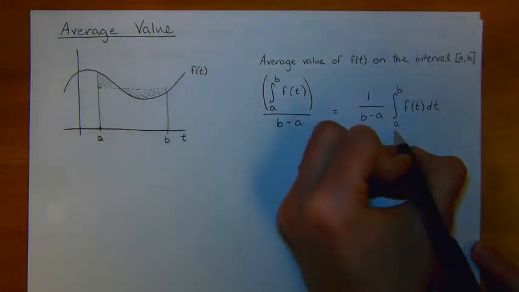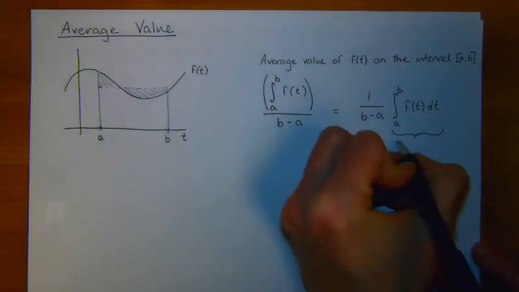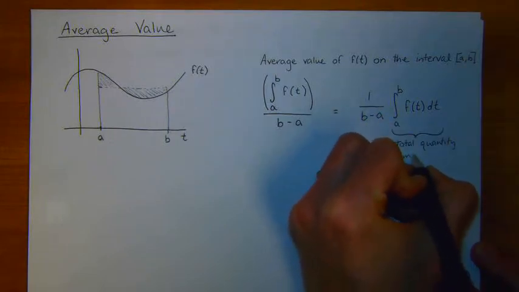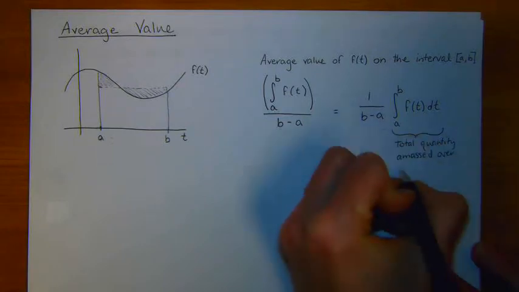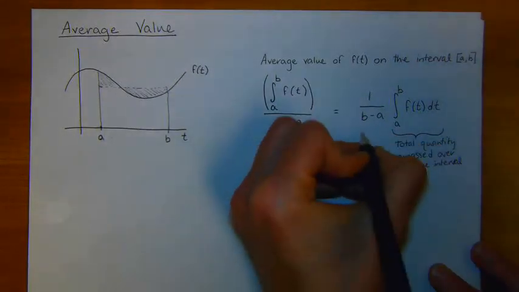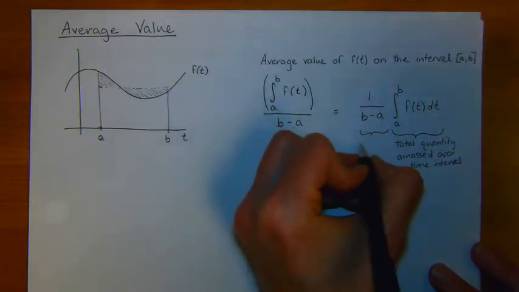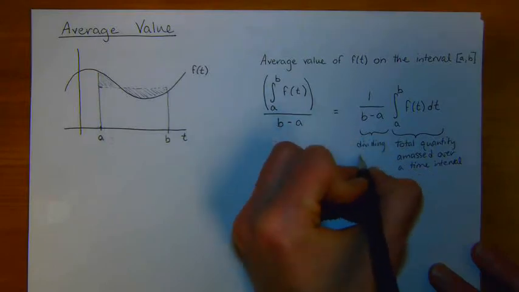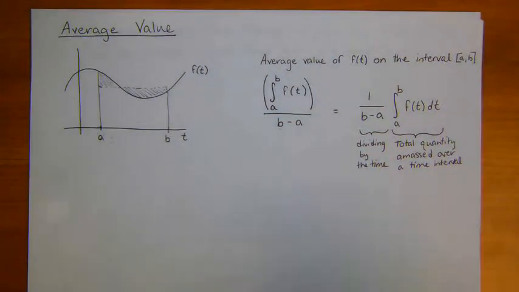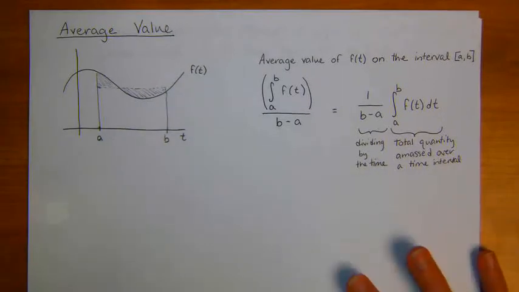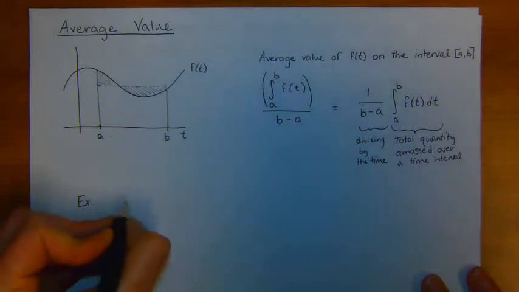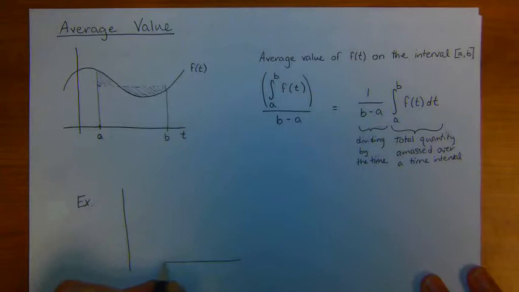And in my head, I'm thinking that this integral represents the total quantity amassed over some time interval, and with this 1 divided by b minus a, I'm dividing by the time. Typically, when talking about average values, we do this in a contextualized situation, so for a specific quantity over a specific time. One example that you can think about is that of a velocity, and this is perhaps an overused example.